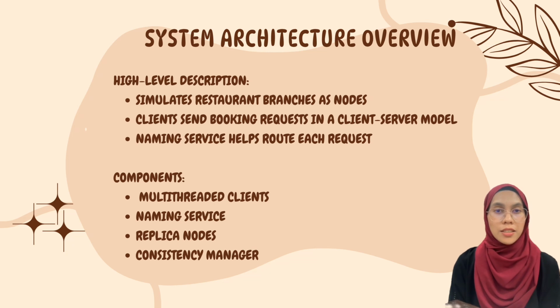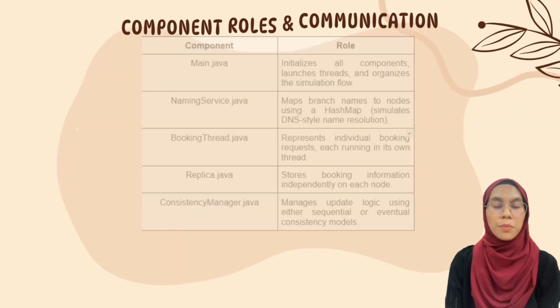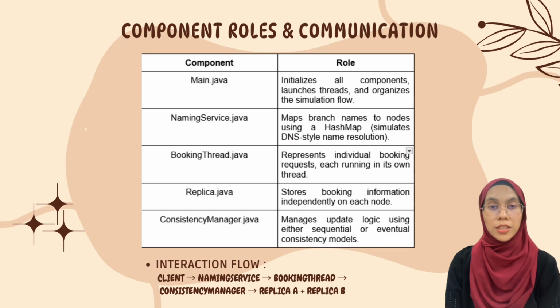The architecture includes multi-threaded clients, replica nodes for data storage, and a consistency manager to keep the data synchronized. The main components include Main.java to start the simulation, NamingService.java for branch name resolution, BookingThread.java for client booking request, Replica.java to store booking data, and ConsistencyManager.java to manage how data updates across replicas.